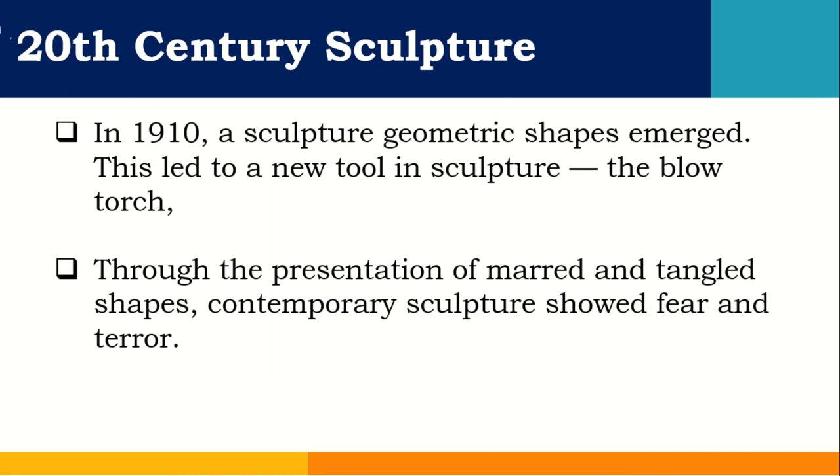In 1910, sculpture in geometric shapes emerged. This led to a new tool in sculpture, the blowtorch. Through the presentation of marred and tangled shape, contemporary sculpture showed fear and terror.